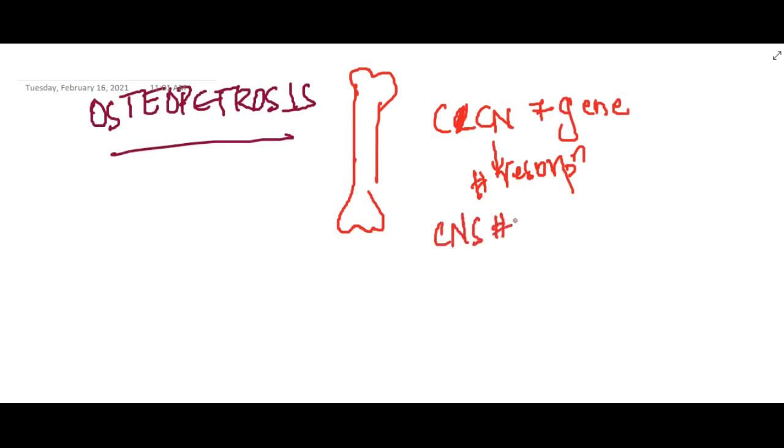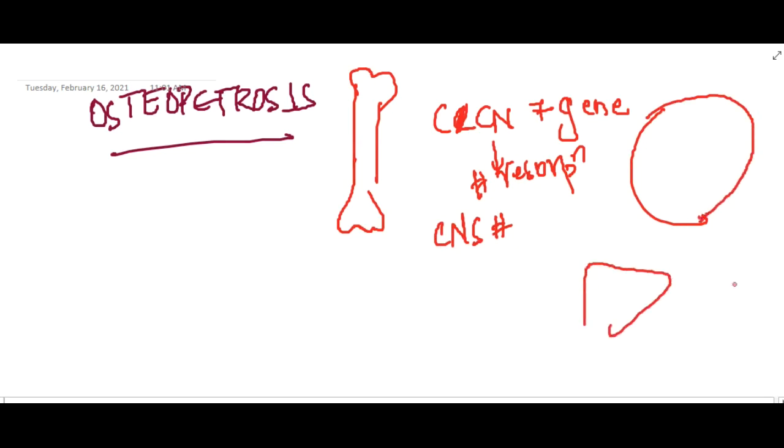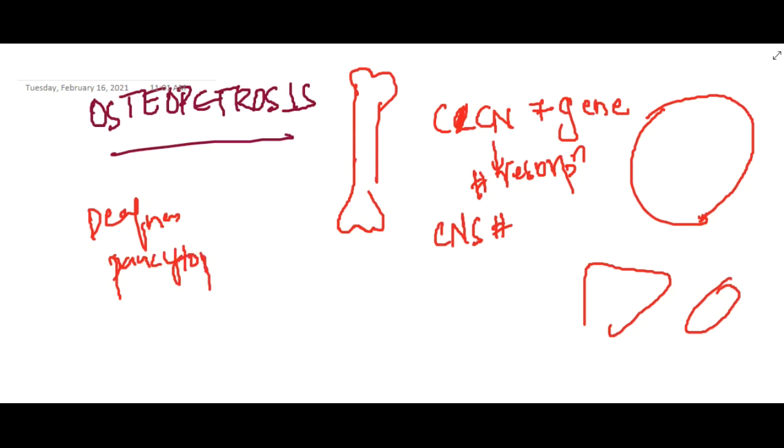CNS or neurological problems. Here the child has a large head, and hepatosplenomegaly is also seen, and there is deafness, and also pancytopenia are also seen. This is mostly a disorder in orthopedics, where we learn in detail.